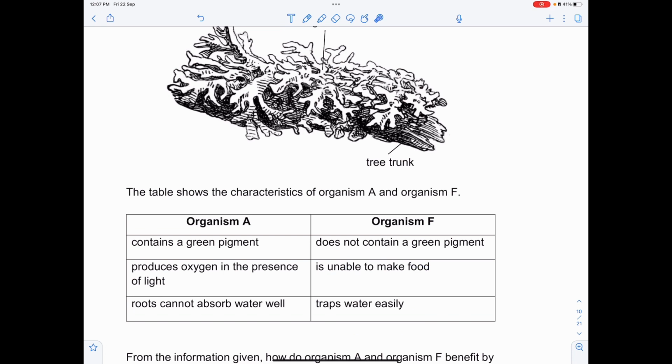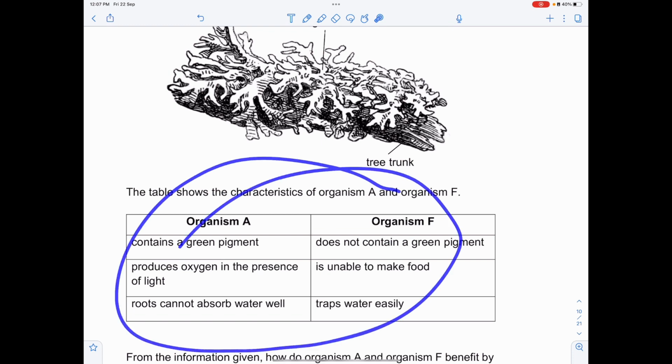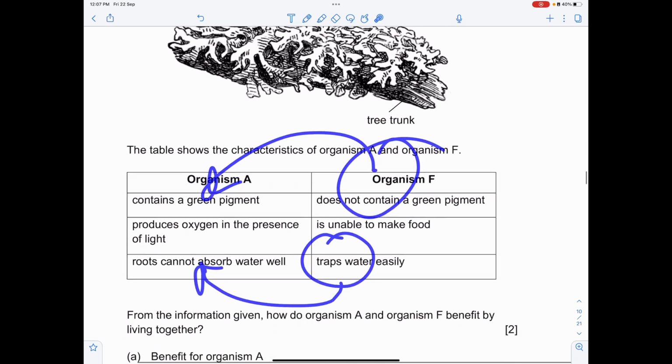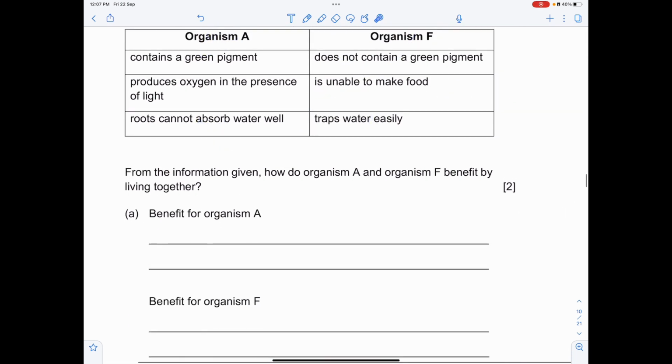So in a way, you realize that this actually complements this very well, right? This one cannot make food, but this fella can. This one has no chlorophyll, but this one has. So in fact, the both of them can coexist very well, with A providing F with food and F providing A with water to carry out photosynthesis. So from the information given, how do organism A and F benefit by living together?